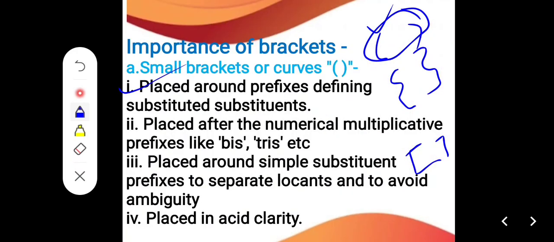So the bracket is introduced after the bis prefix. We already know it is placed after numerical multiplicative prefixes like bis and tris. When we introduce bis, tris like prefixes, after that we can use small brackets to indicate that this type of unit is present two times, three times, and so on. Next one, CH3SiH2Cl. The indication is right because silicon is tetravalent. Here I mistakenly treated silicon as divalent, but silicon is actually tetravalent because silicon is in the same group as carbon.